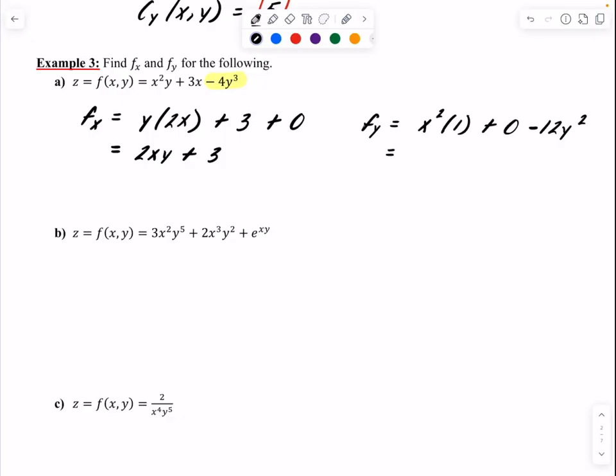So I do want to clean this up a bit. X squared times 1 is just x squared minus 12y squared. And those are my partial derivatives with respect to x, with respect to y. Now let's move on to part B.